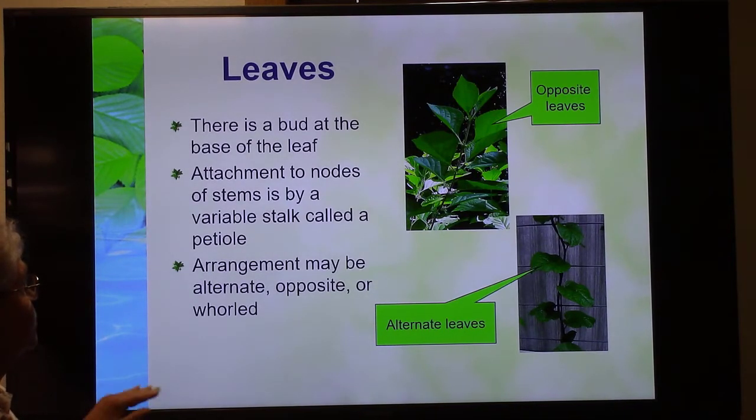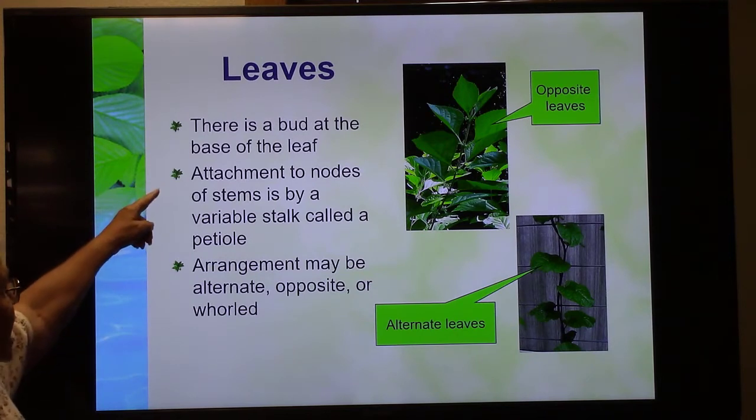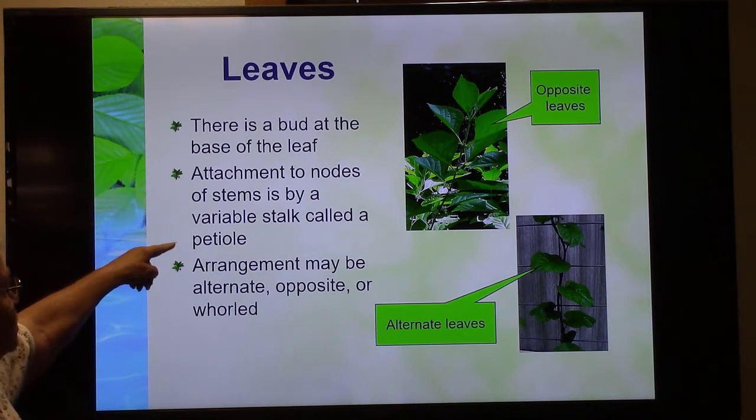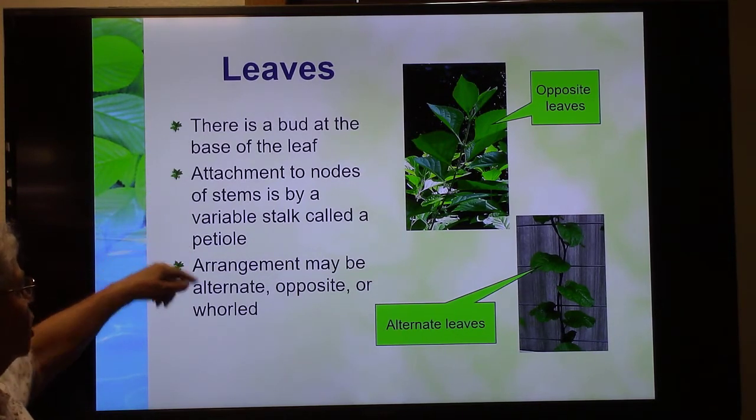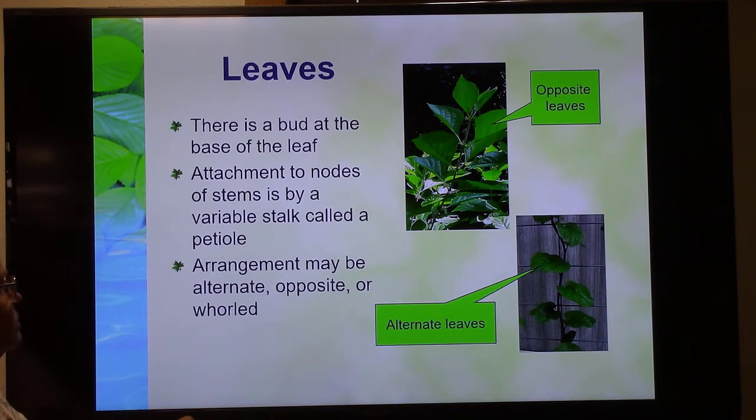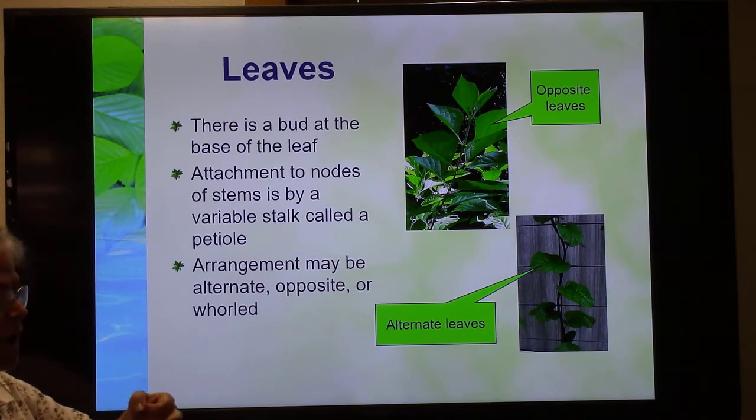Okay. There's a bud at the base of the leaf. Attachment to the nodes is by a variable stalk called a petiole. And the arrangement may be opposite, alternate, or whorled. How many leaves are at each node?